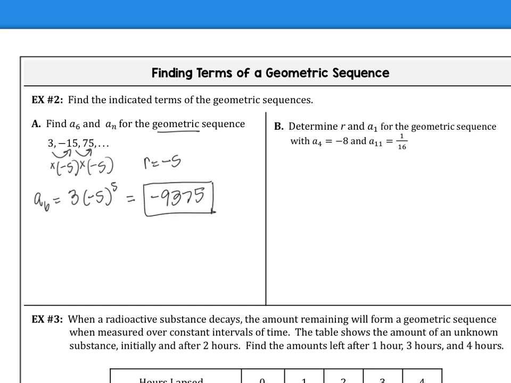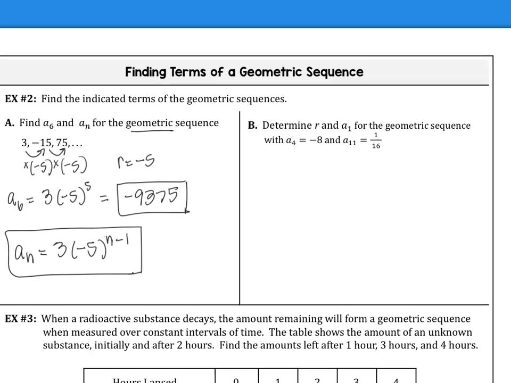So the sixth term would be negative 9,375. Now the next part says find the nth term. And the nth term would be the first term, which is 3, times negative 5, which is our r, to the n minus 1 power. Okay, so that's the other answer they asked us to find.